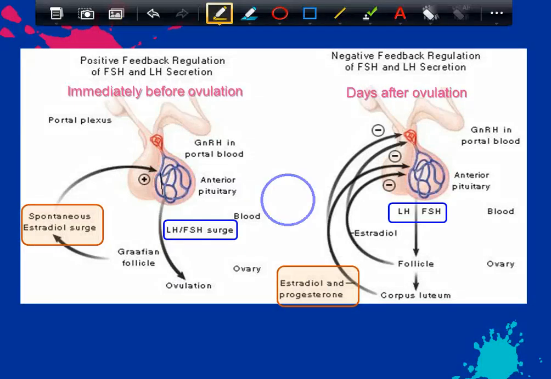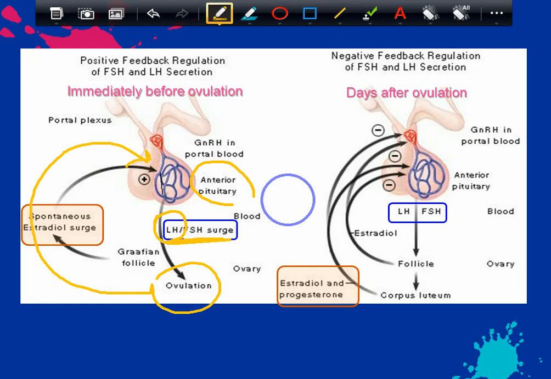Here's a look at before and after ovulation, showing you a positive feedback mechanism and a negative feedback mechanism. Over on the left, remember FSH and LH come from the anterior pituitary. There you are. I hate that little circle in the middle, but I don't know how to get rid of it. So we get a surge of FSH and LH, and again, it's the LH that is most involved in ovulation.